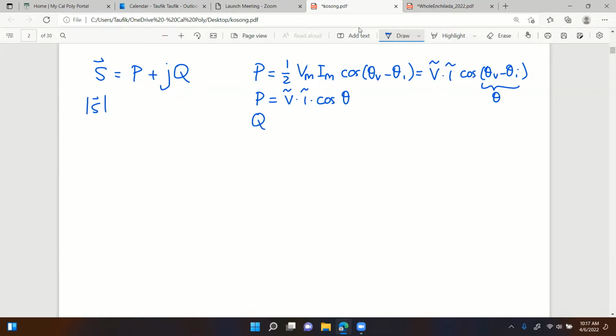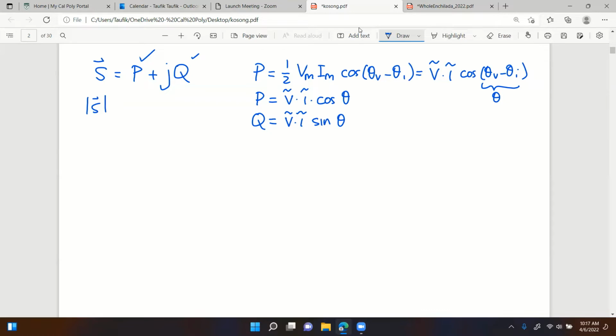What about Q? Can anybody tell me what Q is? It's of the same form, but instead of cosine, we use sine. Very good. V RMS, I RMS, sine of theta, and keep in mind that theta is again theta v minus theta I. So now we have the two equations for P and for Q.